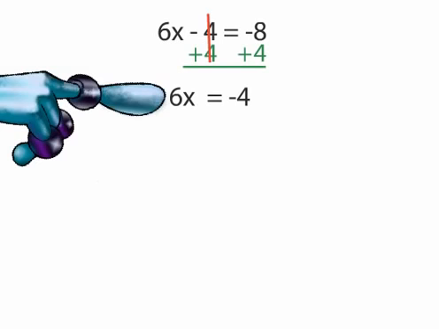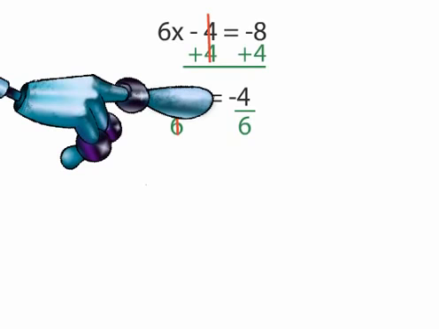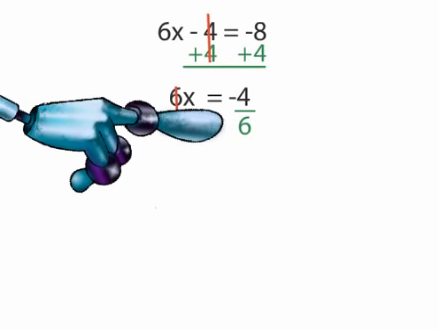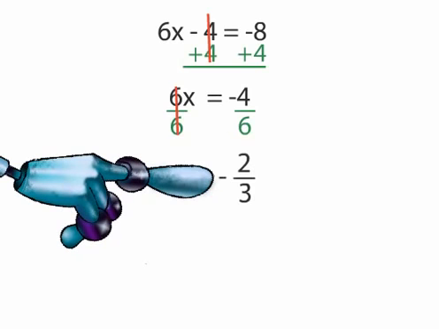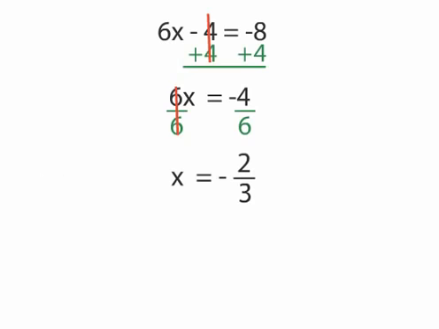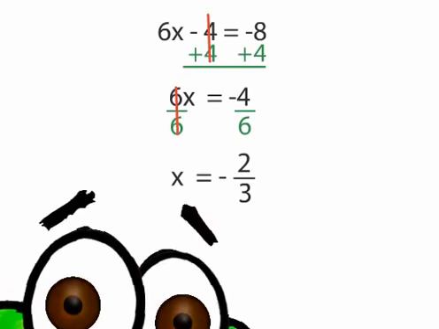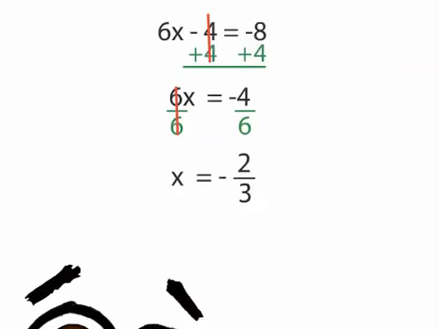To get rid of the 6, we can then divide both sides by 6. The two 6's cancel out on one side. On the other side, we have negative 4 over 6. Negative 4 over 6 can further simplify to negative 2 over 3. We are then left with our answer: x equals negative 2/3.